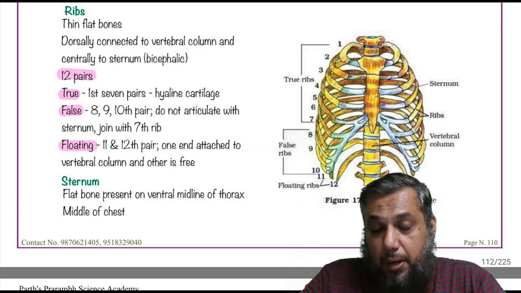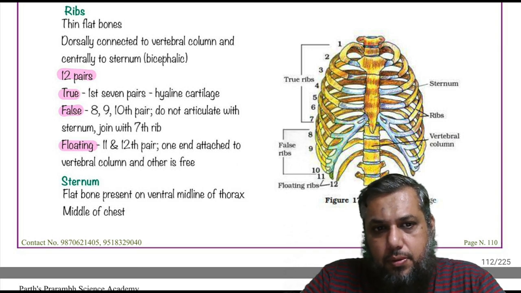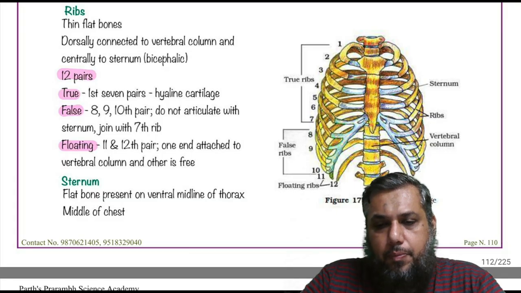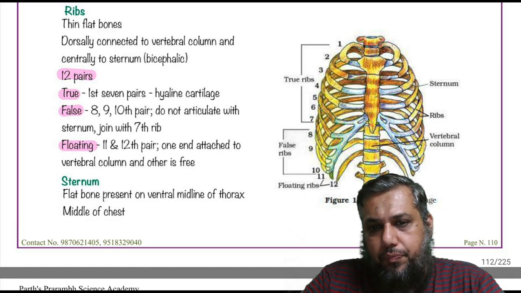The 12 pairs of ribs. The first 7 pairs are called true ribs because they are connected to the sternum. Sternum, that is the breastbone. It is a ventral bone along the midline of the chest. The first 7 pairs of ribs, by their own hyaline cartilage, are connected to the sternum.